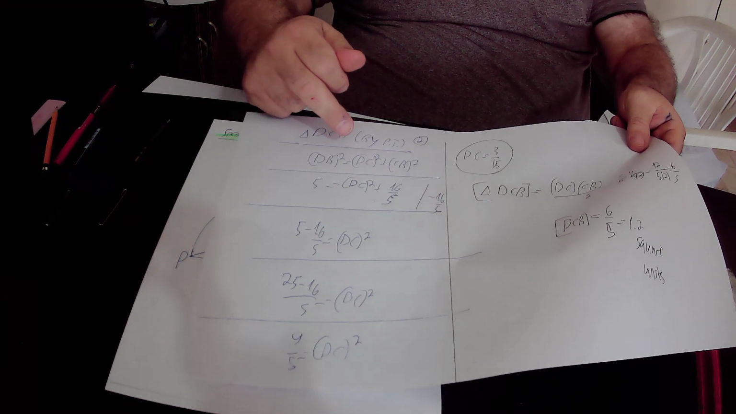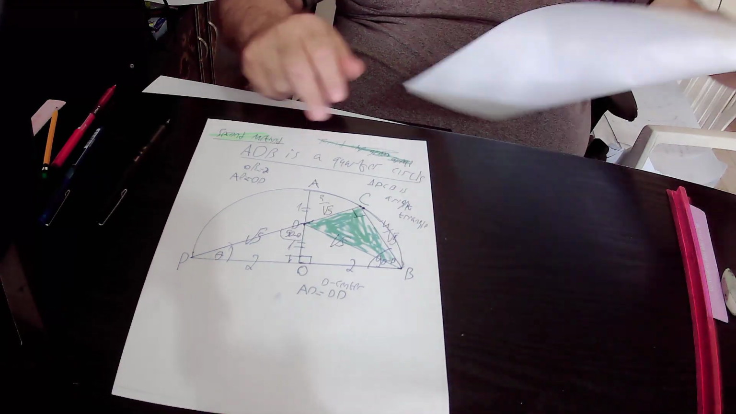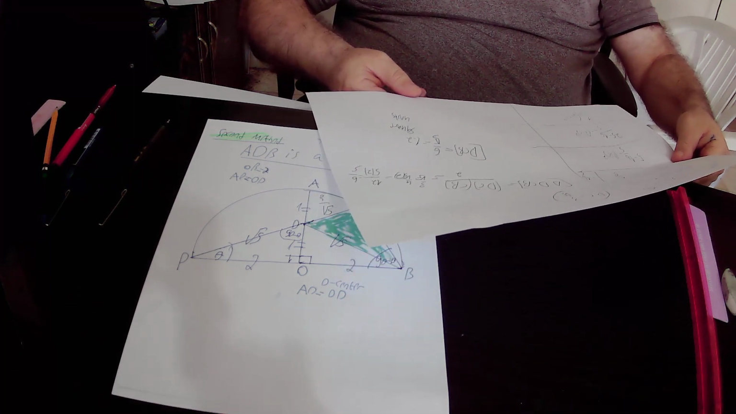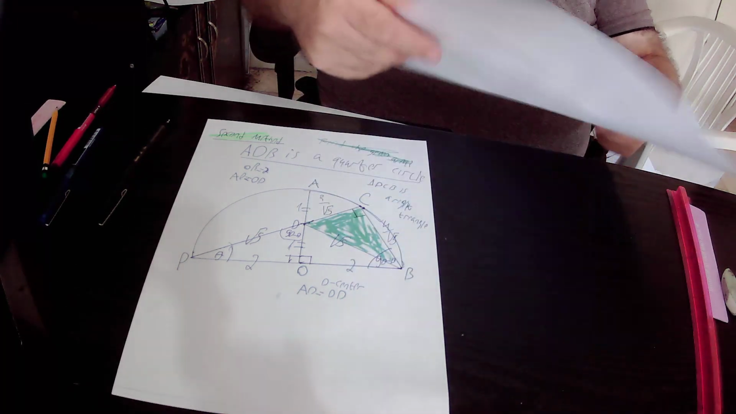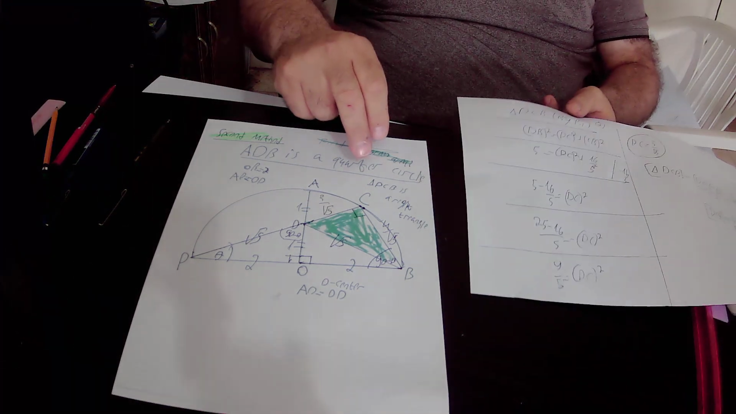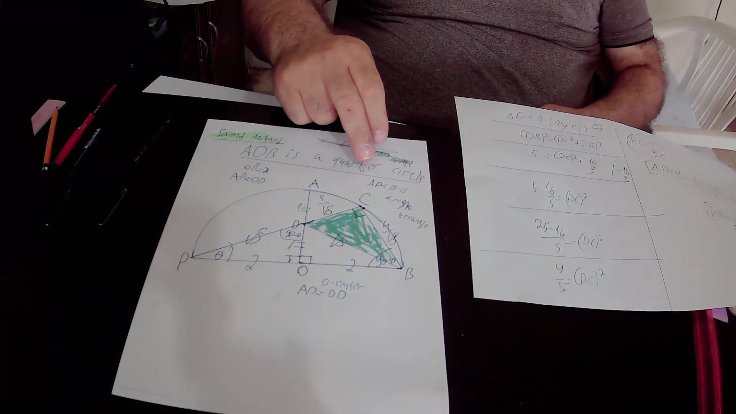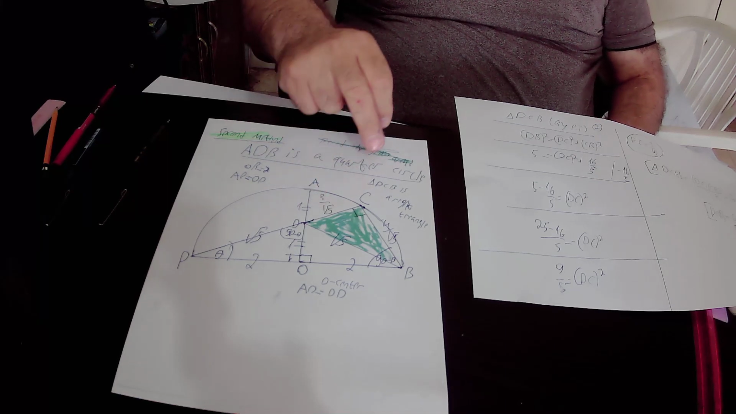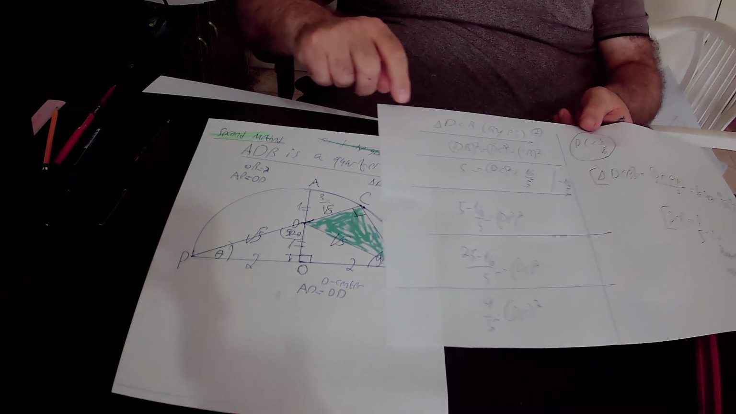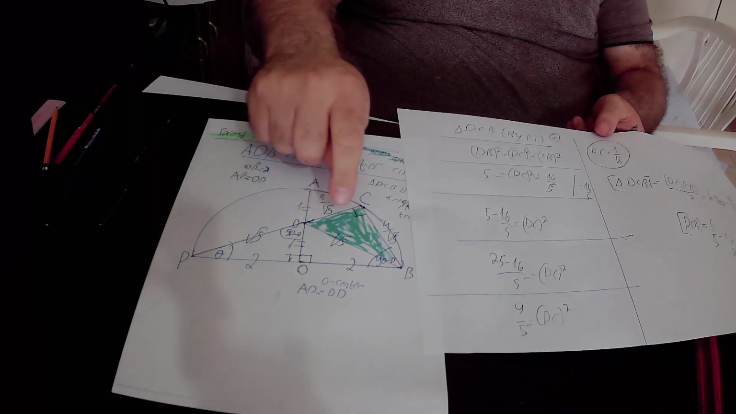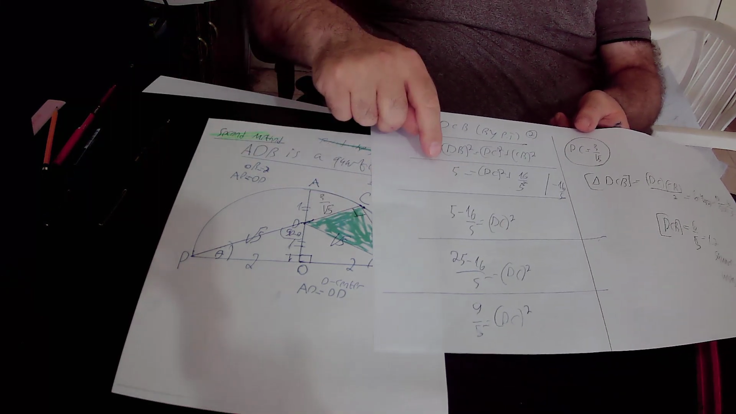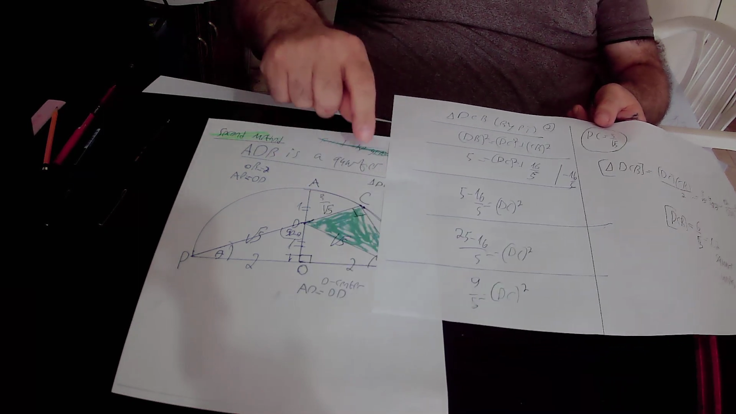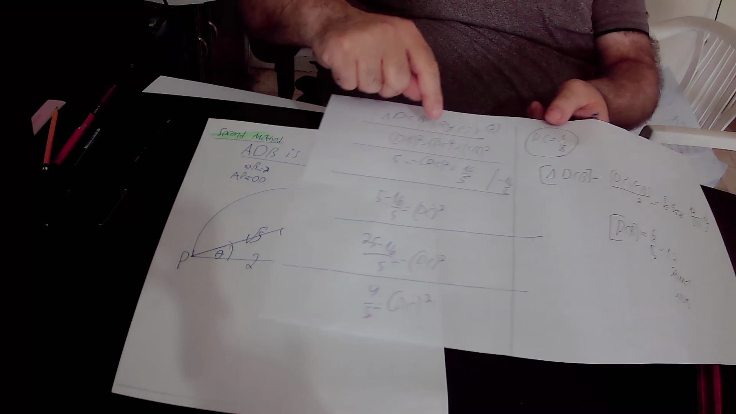Here we have the missing line segment. DC is the missing side. BD equals the square root of 5, so BD square is 5. BC is the missing line segment, so we leave it here. DC is the missing line segment, so we leave it as it is.